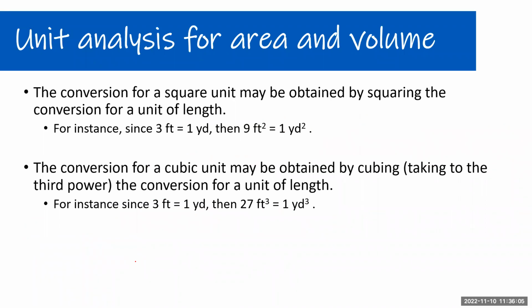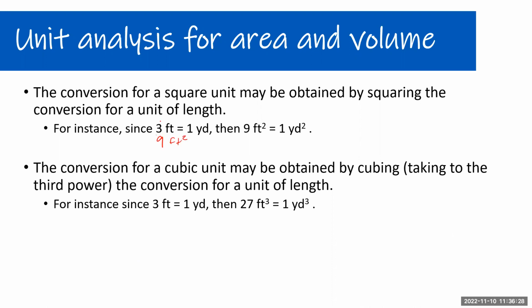Okay, let's talk about some unit analysis for area and volume. Our conversion for a square unit can be squaring the conversion for the unit of length. Okay. So 3 feet is 1 yard. So if we want 1 yard squared, we actually get 9 feet squared. Okay. Because 3 squared is 9.